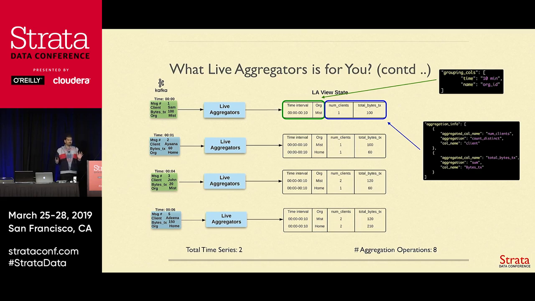So in this example, we have seen we have maintained 2 time series, one for home and another for missed. And this view did a total of 8 different aggregation operations. It did 2 operations for each message. First is calculating the unique, and second operation is doing the sum of total bytes transferred.